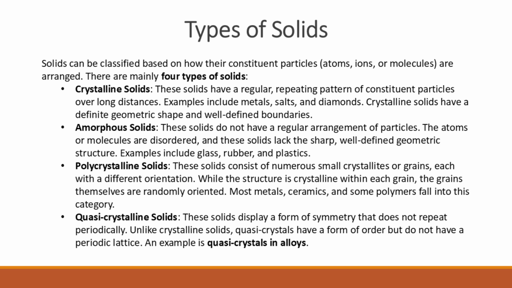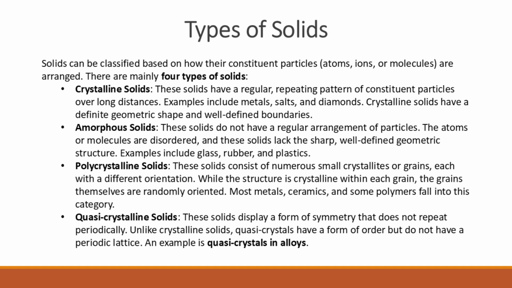Then we have polycrystalline solids, which are like a collection of tiny crystals with different orientations. Most metals, ceramics, and some polymers fall into this category. Each small crystal or grain has its own internal order, but when you look at the whole material, the grains are randomly oriented.